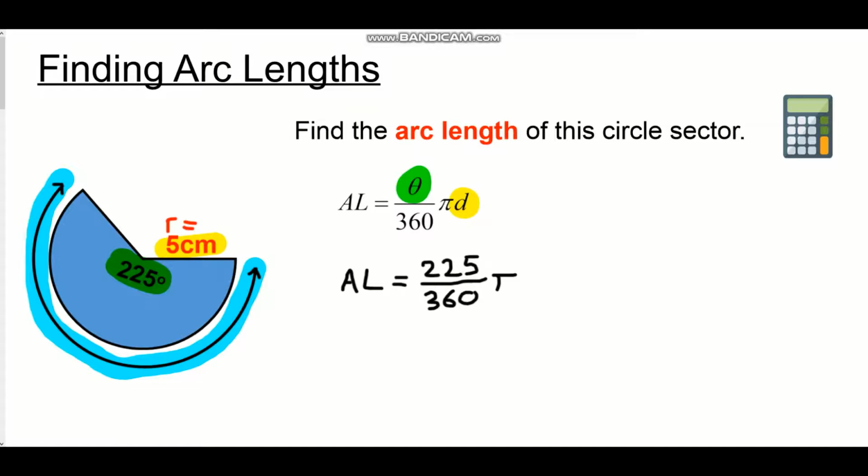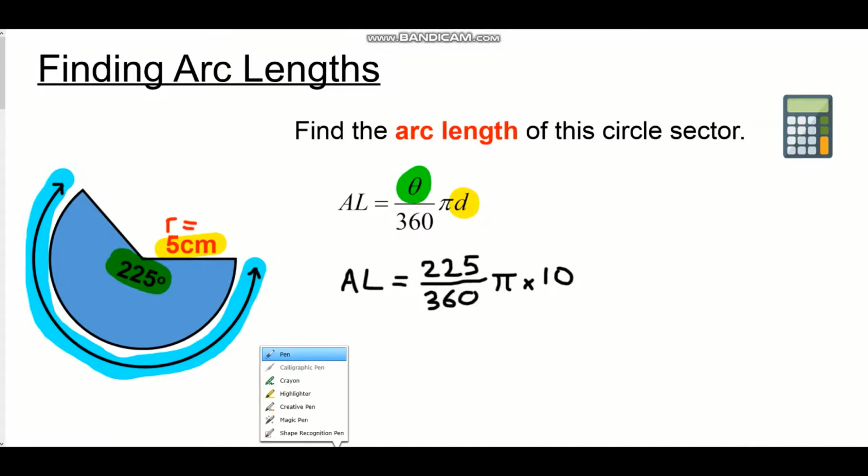We're going to write down pi, but if you don't have a scientific calculator and can't use pi, then use the approximation pi is equal to 3.14. If you do have a scientific calculator, use the pi button on that. And then we're going to multiply that by diameter. Our radius is 5 centimeters, so our diameter is twice that size. It's 10 centimeters.